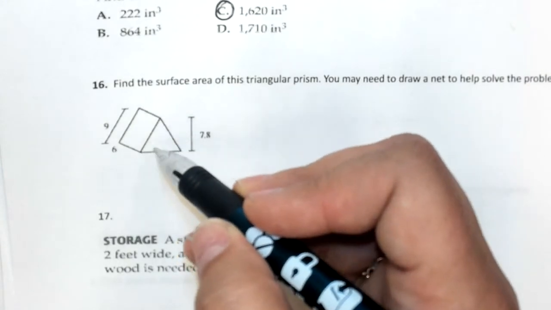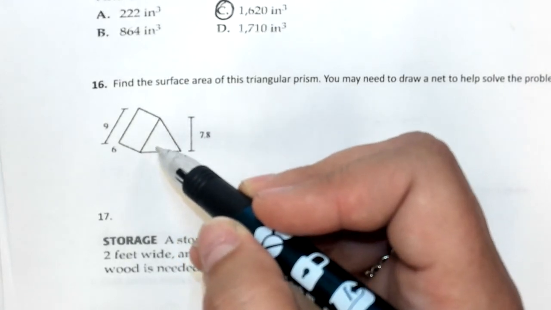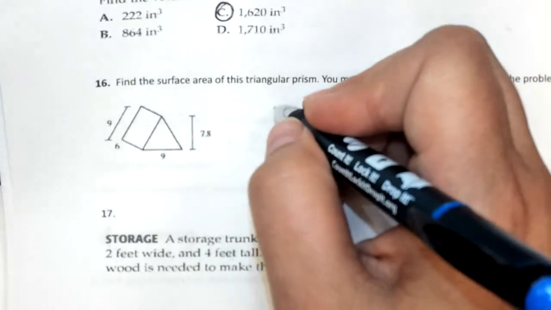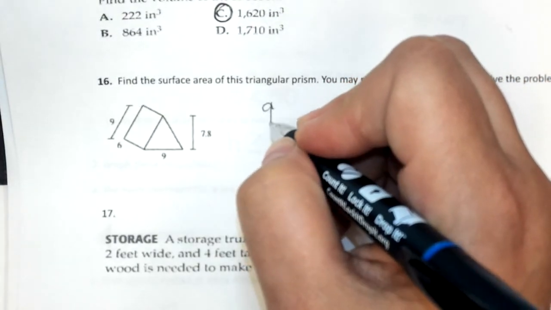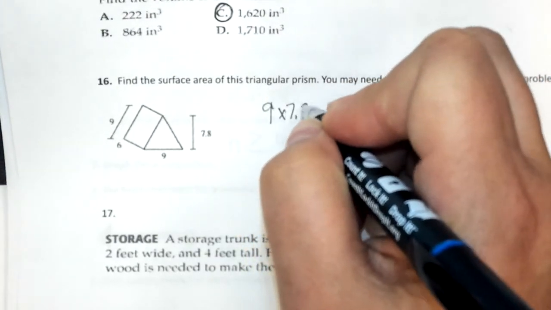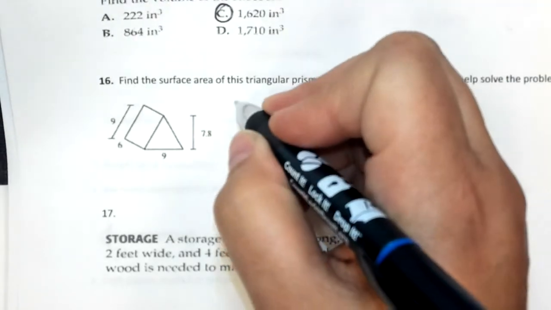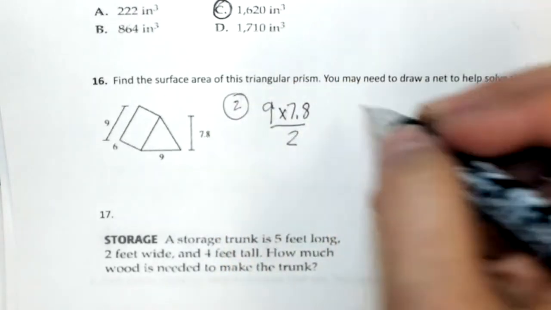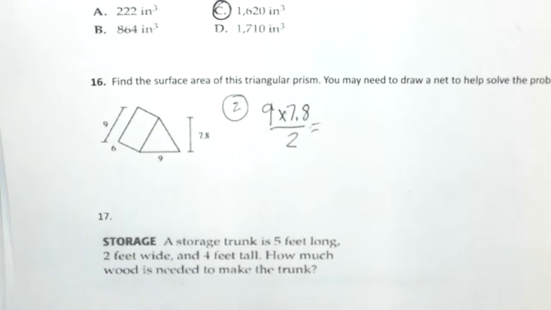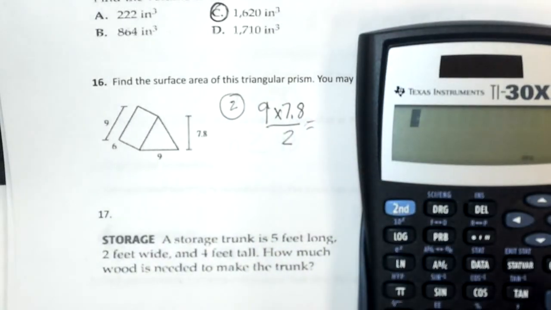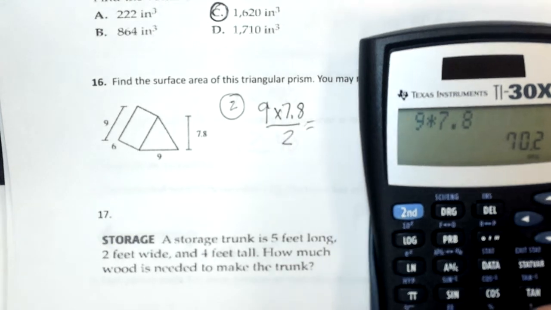How many triangles do I have on the shape? 2. I have the front and I have the back. So to find the area of my triangle, we have base times height divided by 2. And I have 2 of those. Okay? So let's do that real quick. You could just do base times height divided by 2 once. So then you don't have to do it again. That'd be 35.1.